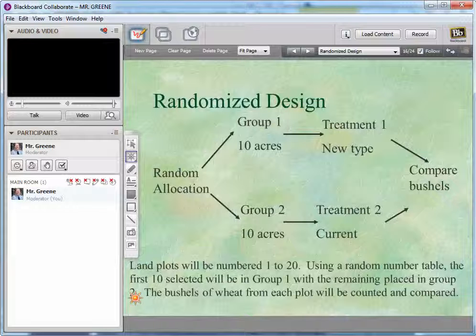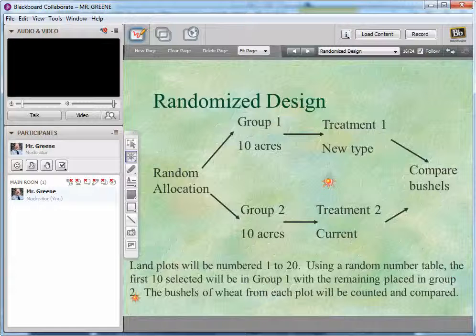Maybe water has a factor to do with it, and just by subdividing the land into 20 different places, randomly allocating them out allows you to eliminate water as an effect here, because even though it might not be equal to all 20 of the different plots, it will at least be randomized, and at least some of them will get good water, and some of them might get a little bit less, some of them might get a little bit more. Okay? And then the bushels of wheat from each plot will be counted and compared.